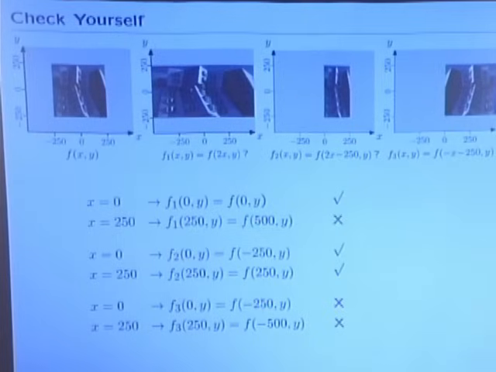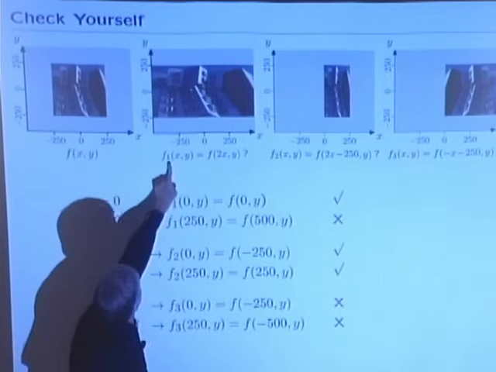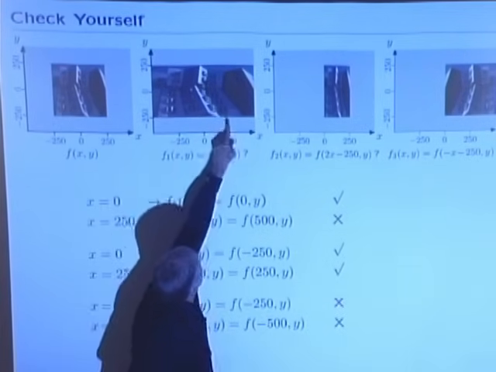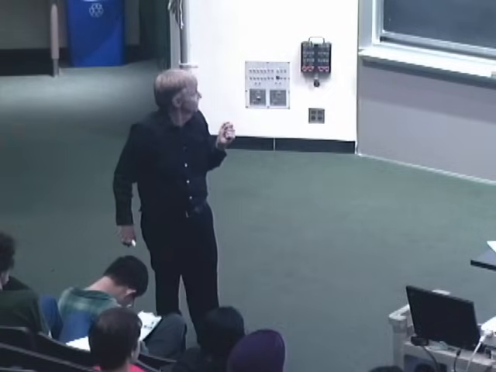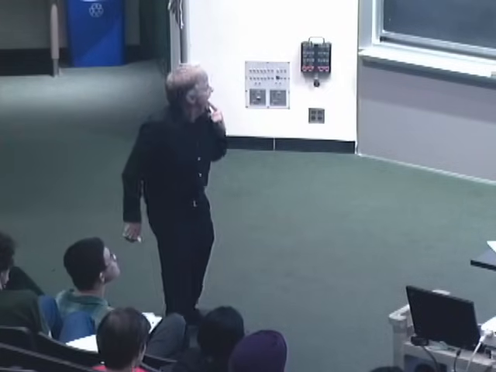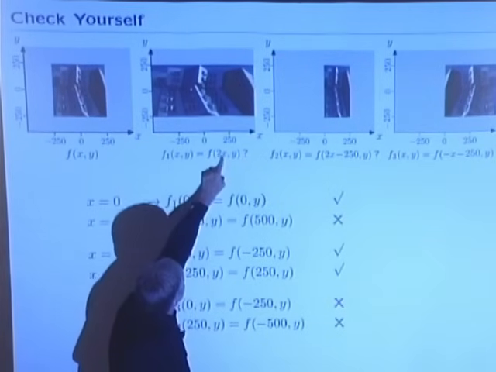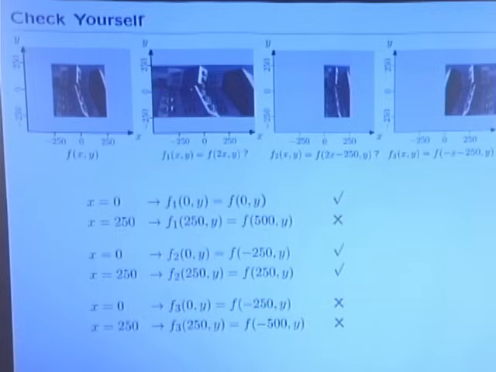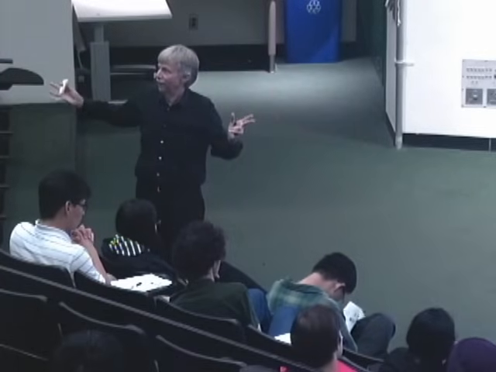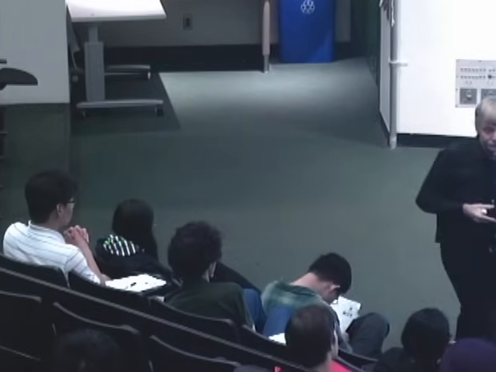Is the statement true for x equals 250? Well, f1 of 250 is through the right-hand side of Stata, sort of where the steel and the bricks come together. Is that the same as substituting in here? If x is 250, then f of 500 is off the screen. So does that transformation hold at the point x equals 250? No. Okay, can't be right. One bad sample proves that it can't be the general transformation. Everybody see that?